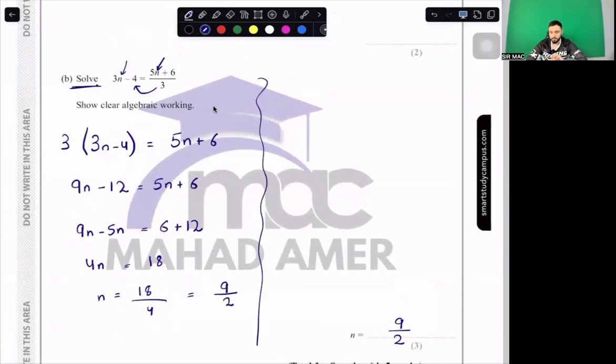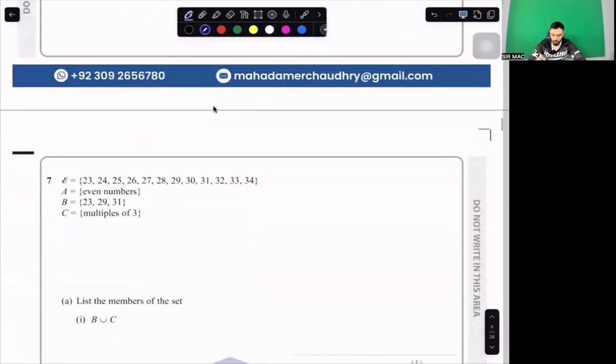All clear till now? Yeah. With the multiplication aspect, everything regarding this? No, everything makes sense. It's straightforward. Okay, moving on.